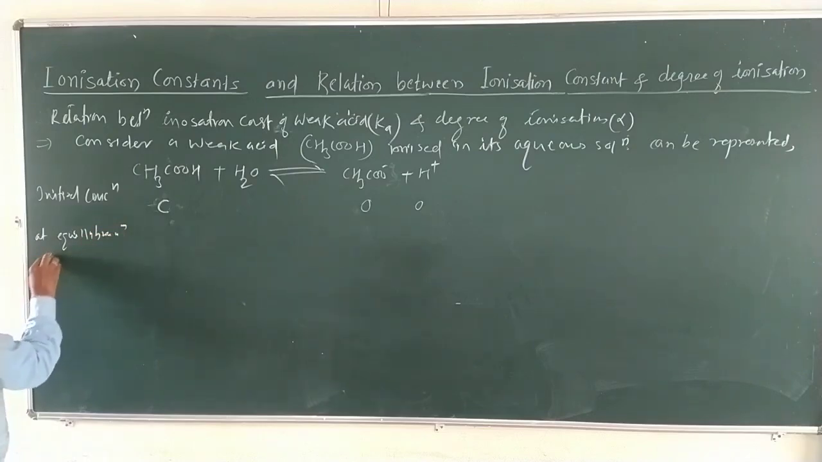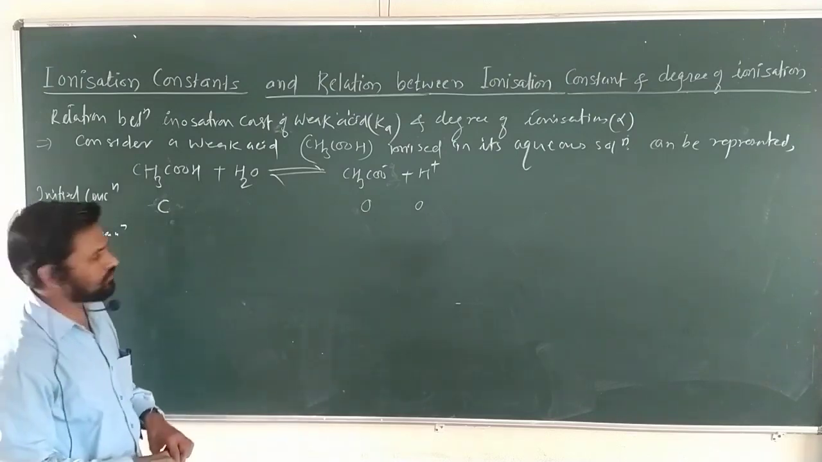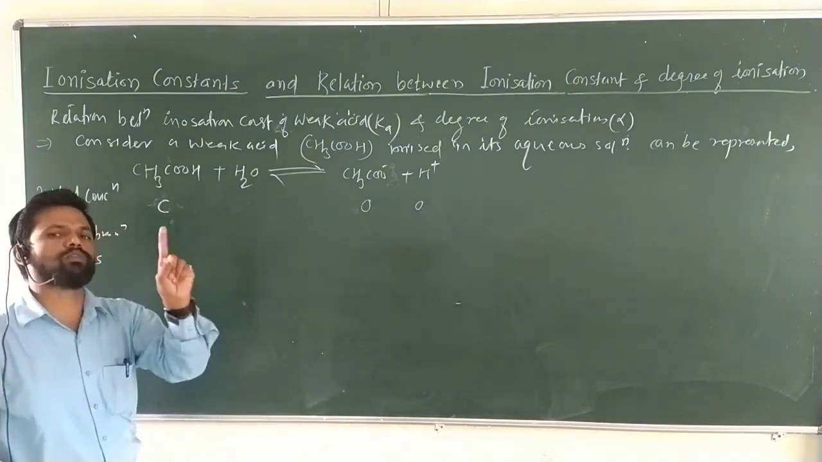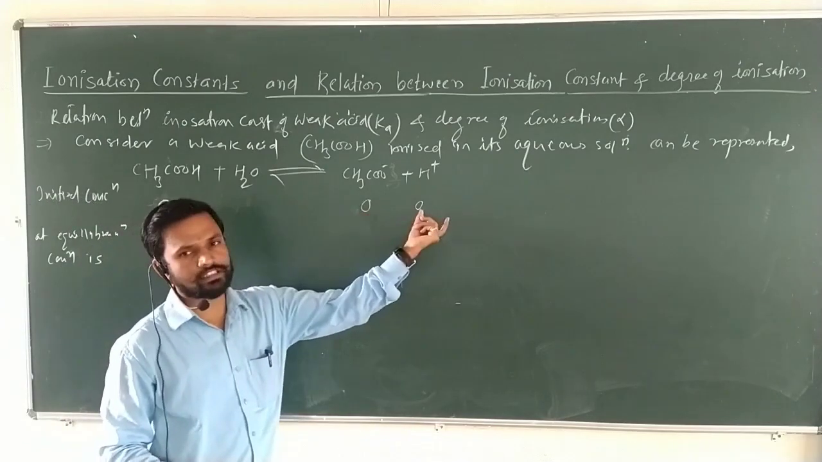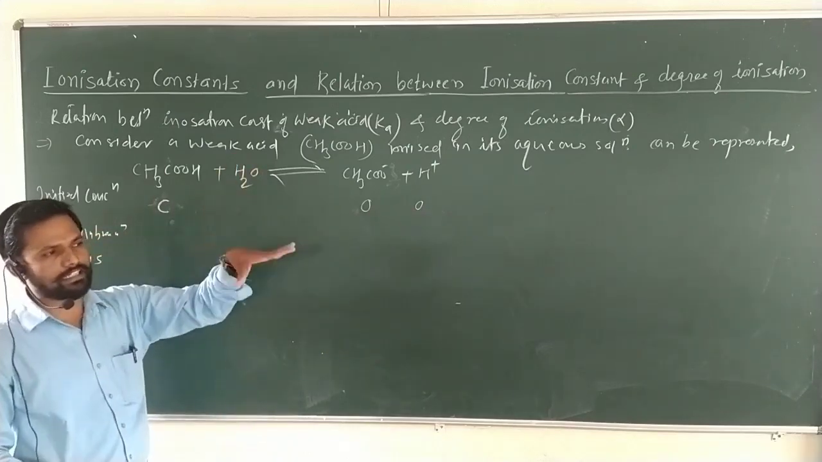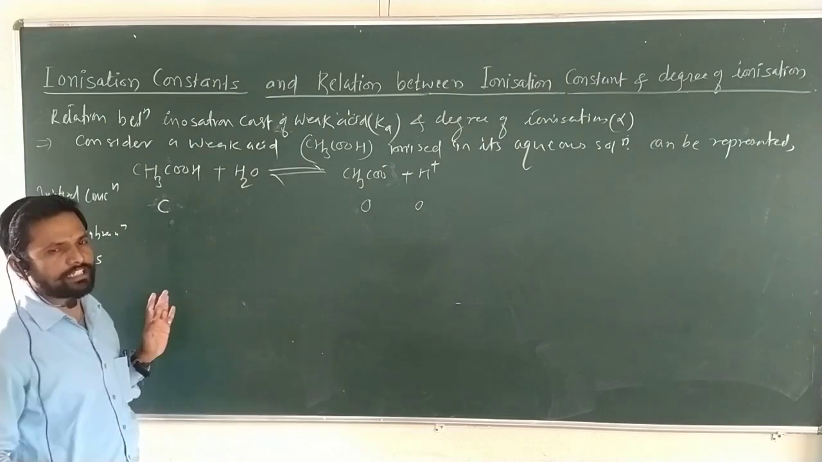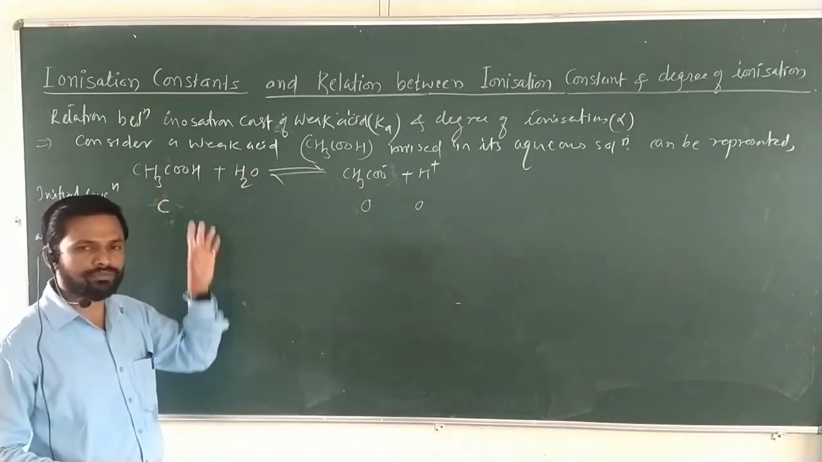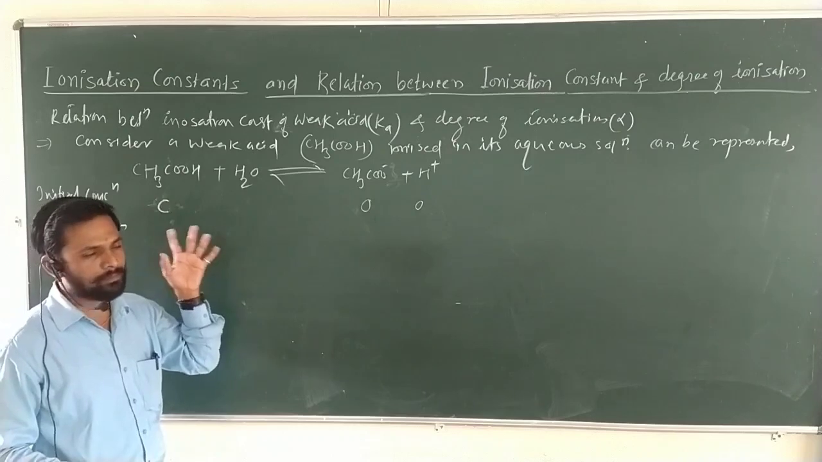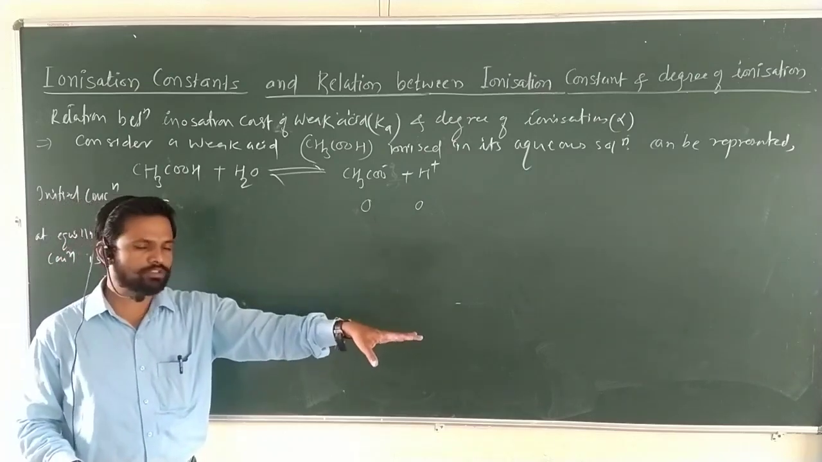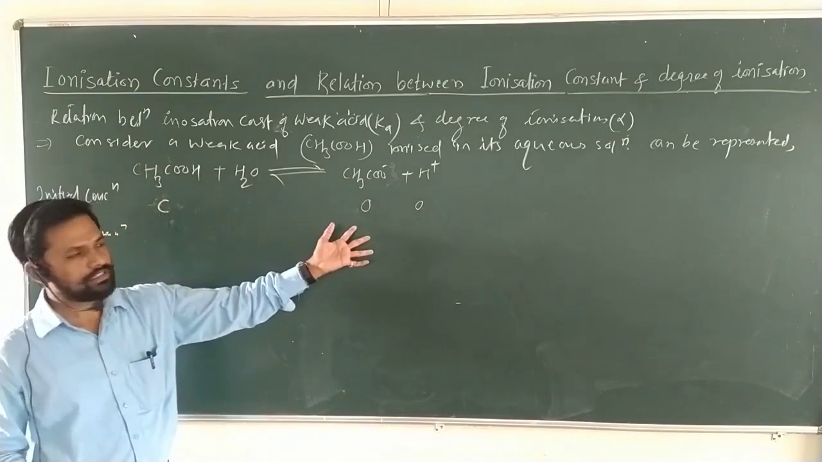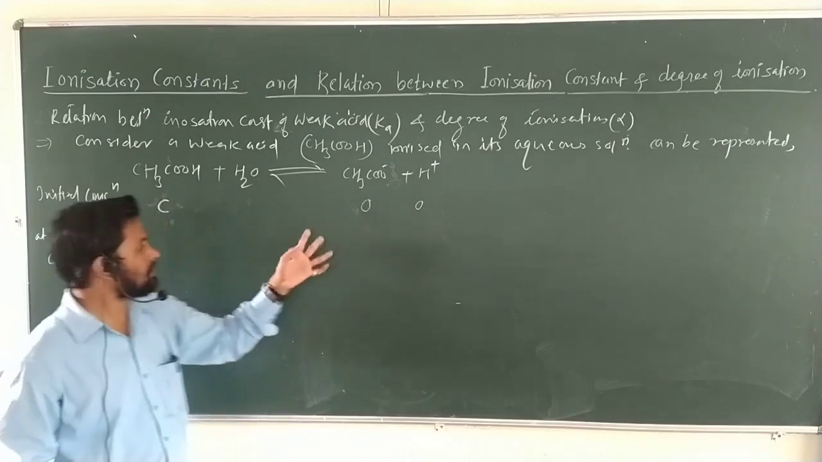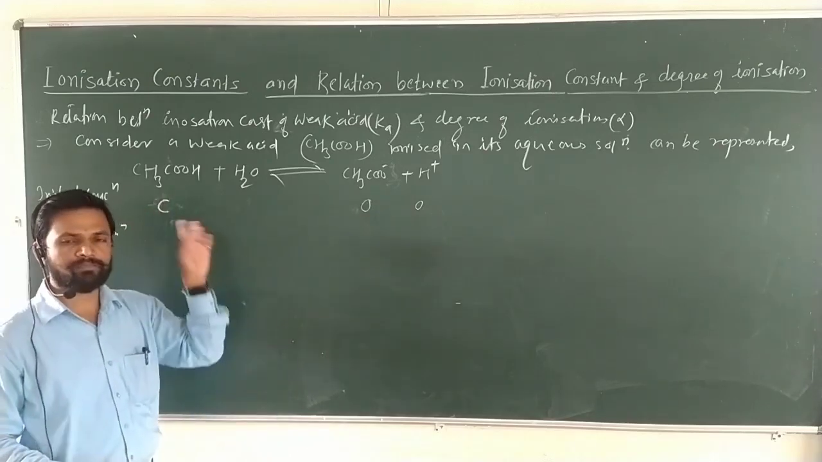At equilibrium, initially C concentration, or 1 mole, is taken, and the number of ions is 0. At equilibrium means the reaction is completed, which would mean complete ionization. But here it is a weak acid. In a weak acid, it is only partially ionized. Some molecules give CH3COO negative ions and H plus ions, but some unionized molecules are also present in the solution.